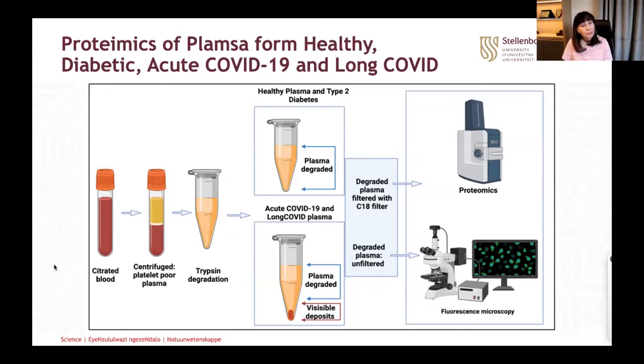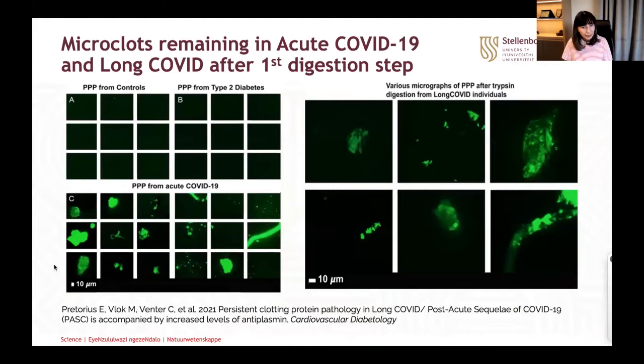We then viewed the unfiltered supernatant after the first trypsin step using fluorescent microscopy. We found that plasma from patients with type 2 diabetes and from healthy samples digested fully, and we couldn't find any signal. See the micrographs on the top left. However, microclots were found in both the acute COVID and the long COVID groups.